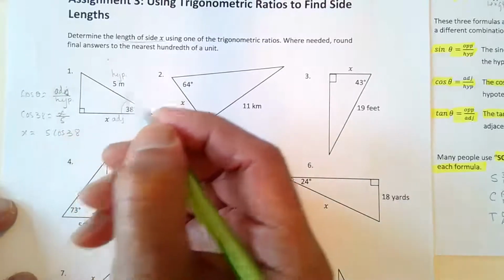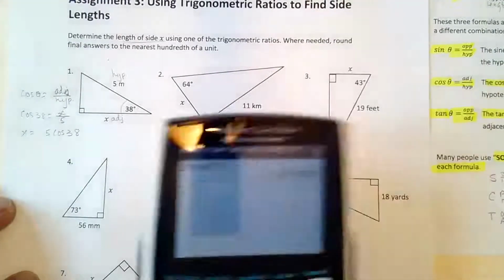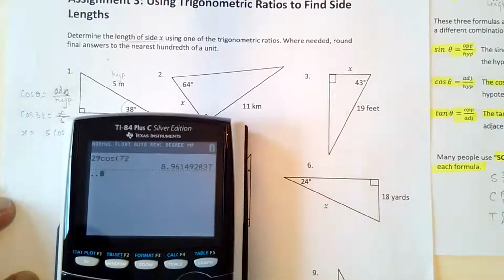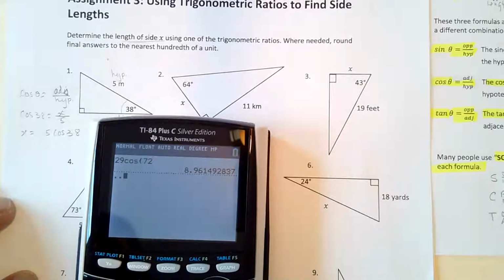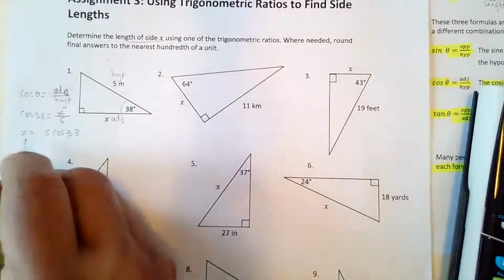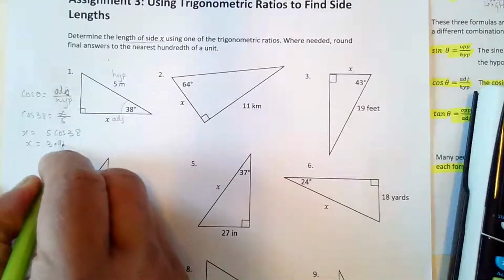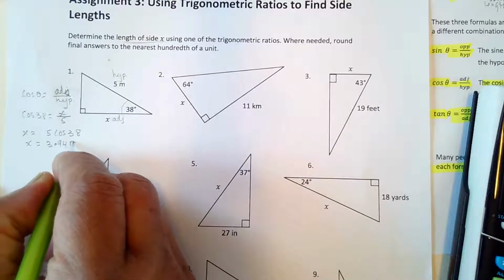38. So I go to my trusted calculator, and okay, get a good view of it here. And I'll input exactly what I have there. Clear my calculator for now. So I have 5 cos 38. Enter. I have 3.94. So x is 3.94. In this case, we're looking at meters.